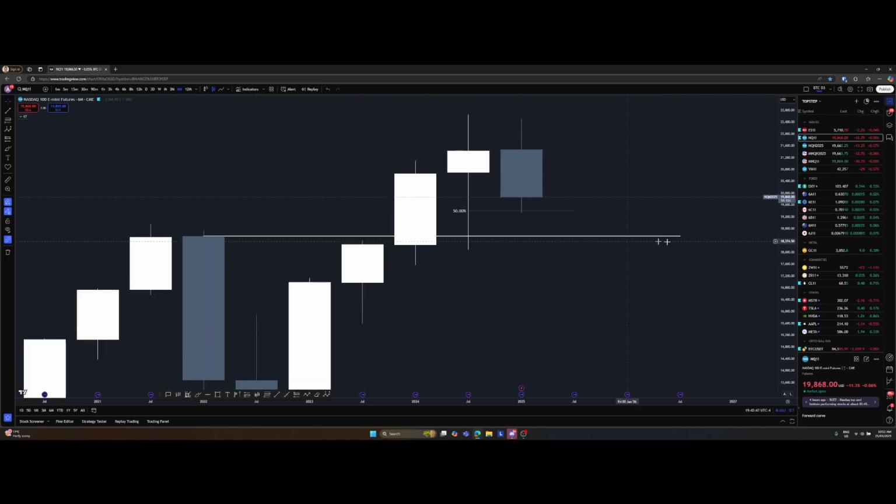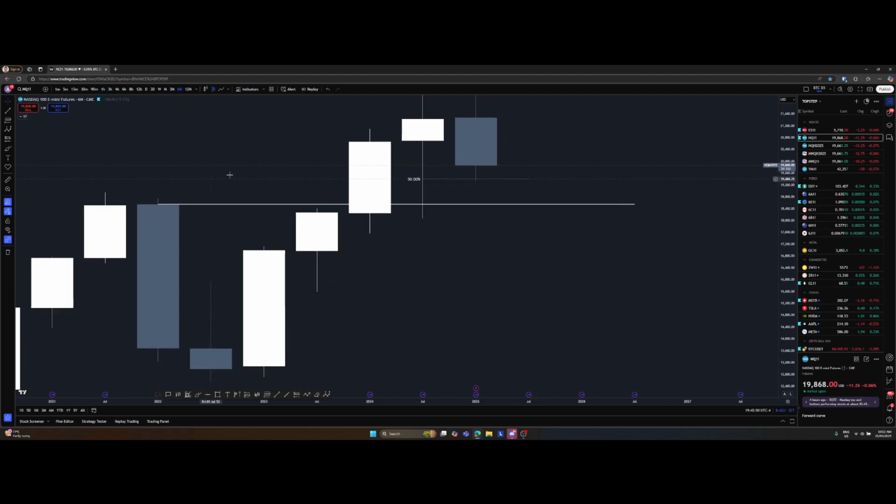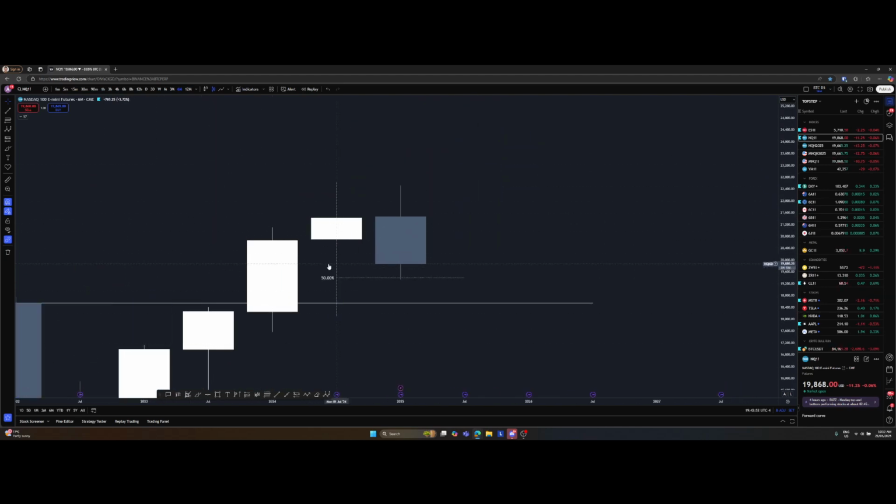So yeah, 6 monthly, we've got our bullish OB, these two down close candles. This wick that we've been watching, and we hit 50% of that.